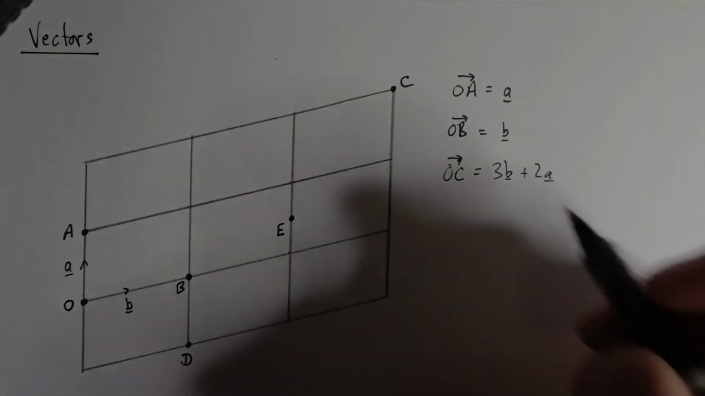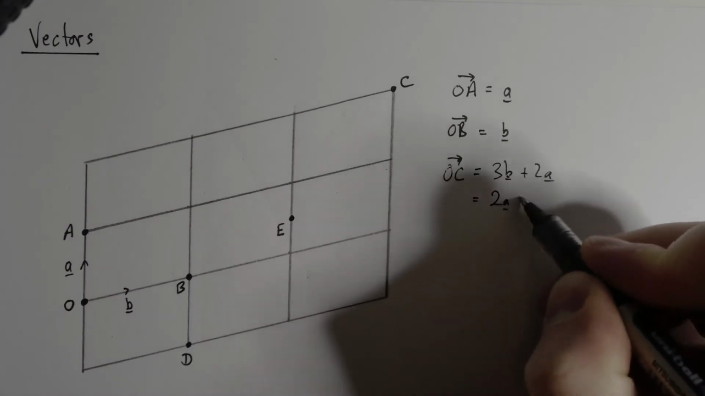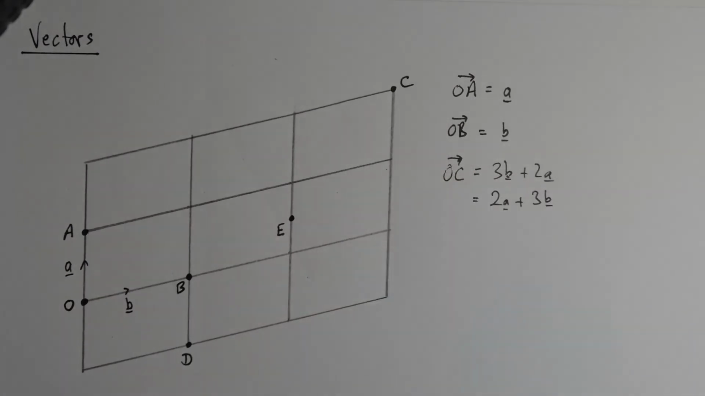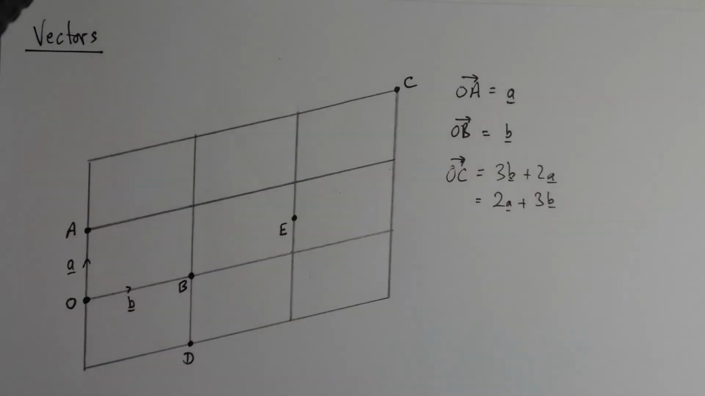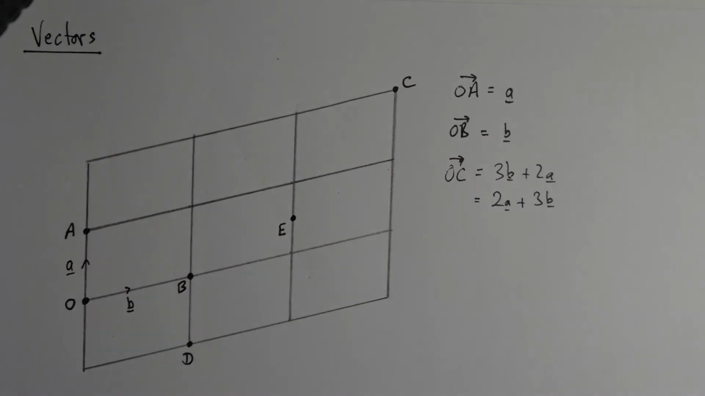And that could be written the other way around, of course. You could have this as 2a plus 3b if you want. So 2a, 3b will get you from O to C, and it does not matter what route you use to get there. It's not important what route you use.